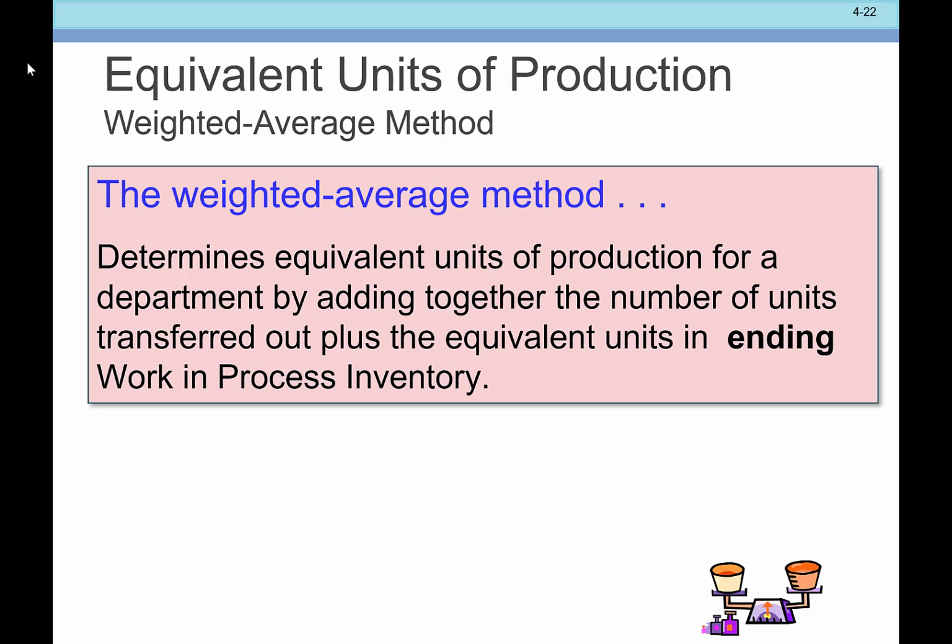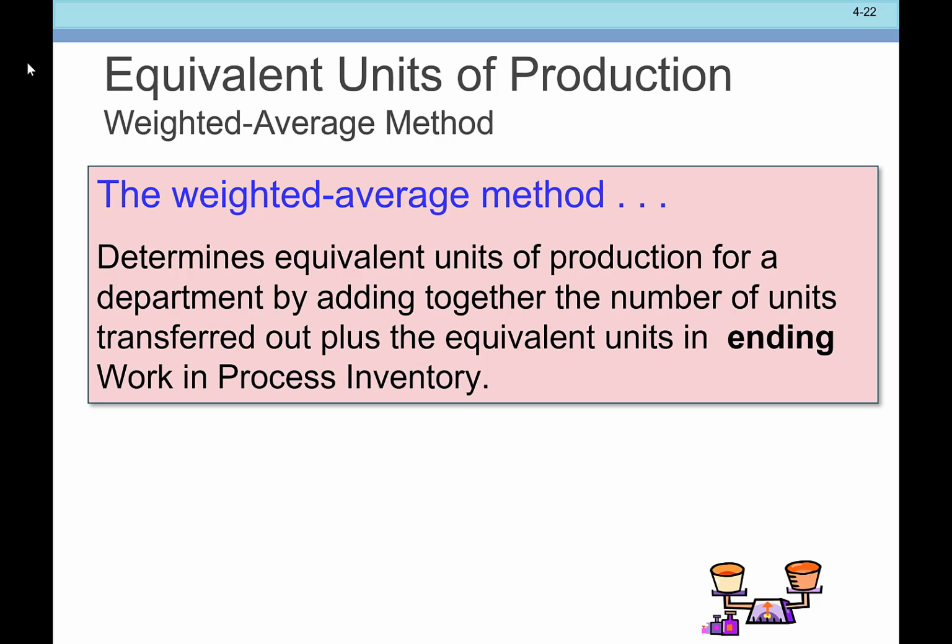So, when we use weighted average, the two main things that you need to remember is we give ourselves credit for all the work done on beginning inventory in the current period, regardless as to whether or not some of that work was done in the previous period. So if they tell you in a problem that the units were 20% complete at the start of the period, your temptation is going to be, well, that means we completed 80% of the work this period. Weighted average, you assume that you did 100% of the work in this period.